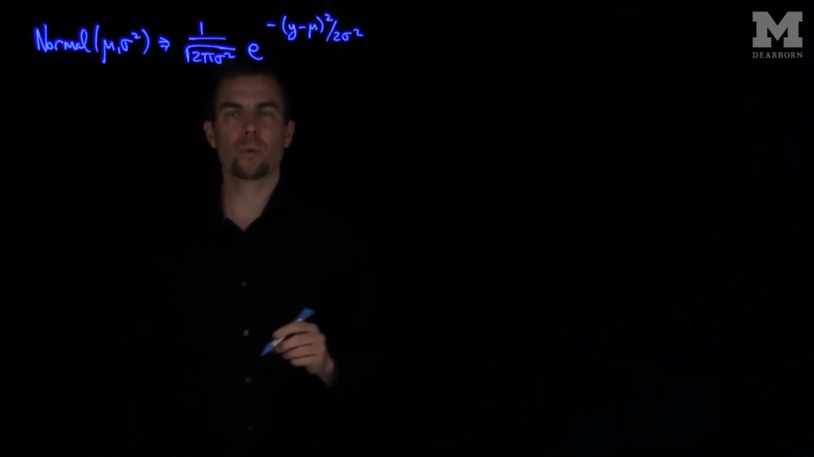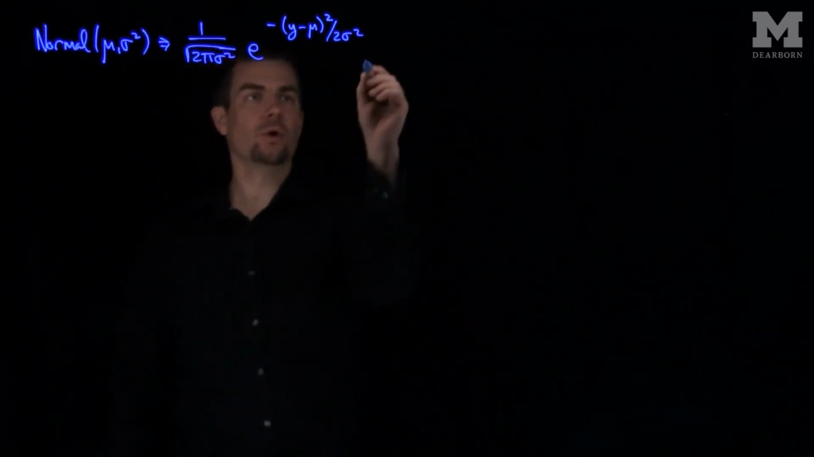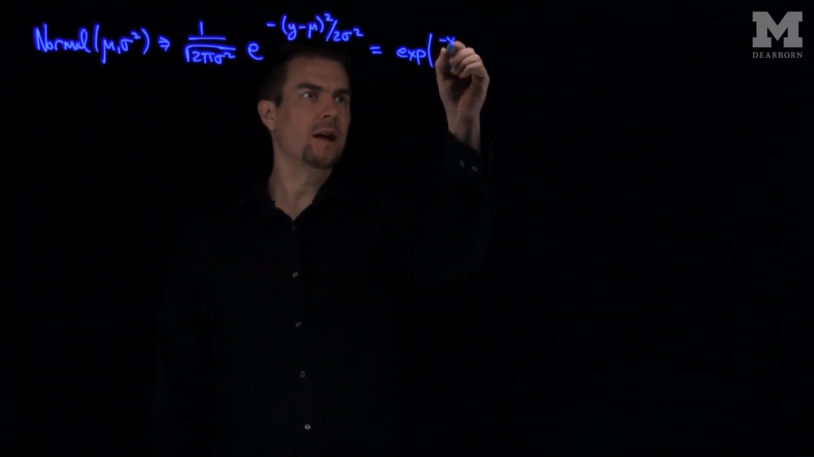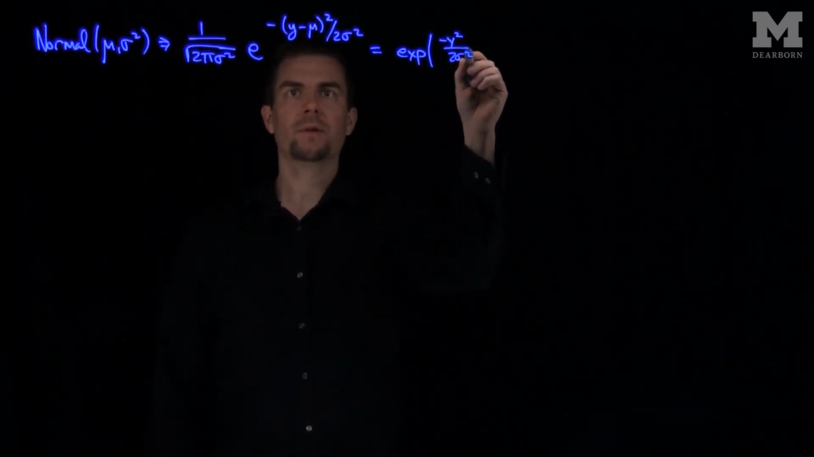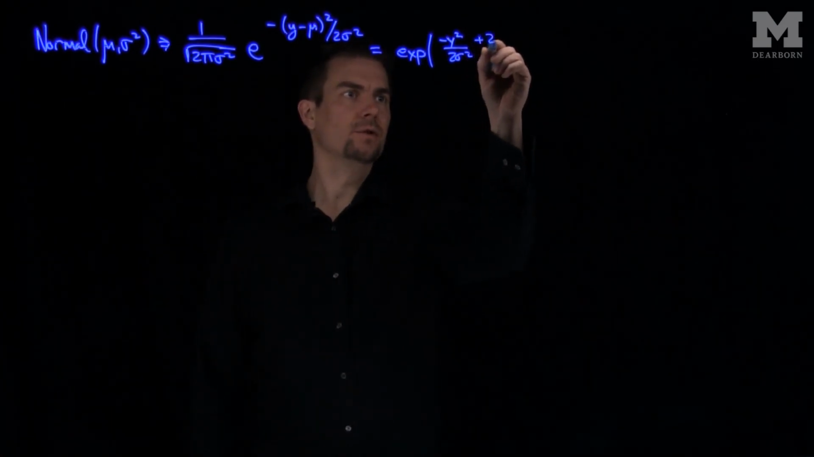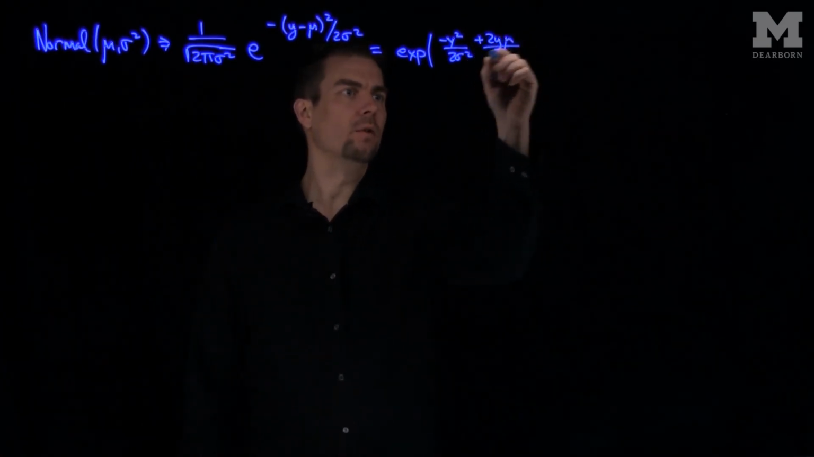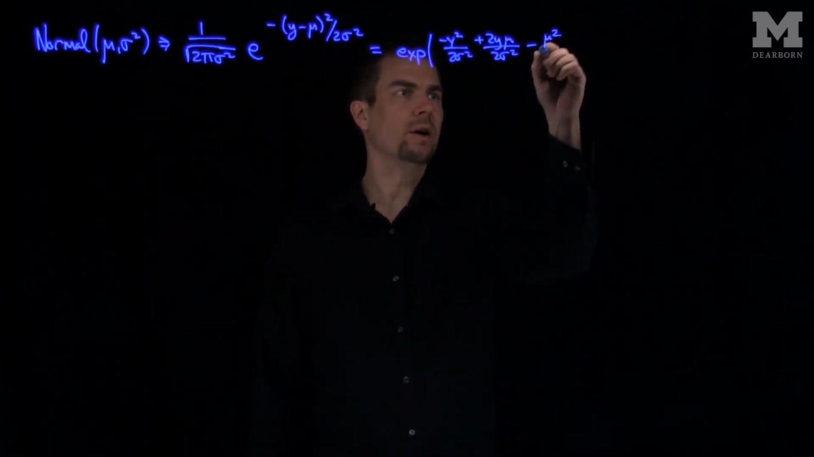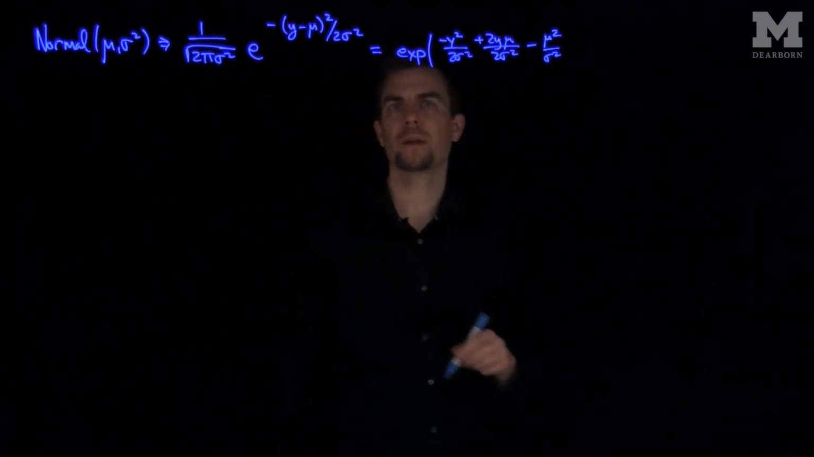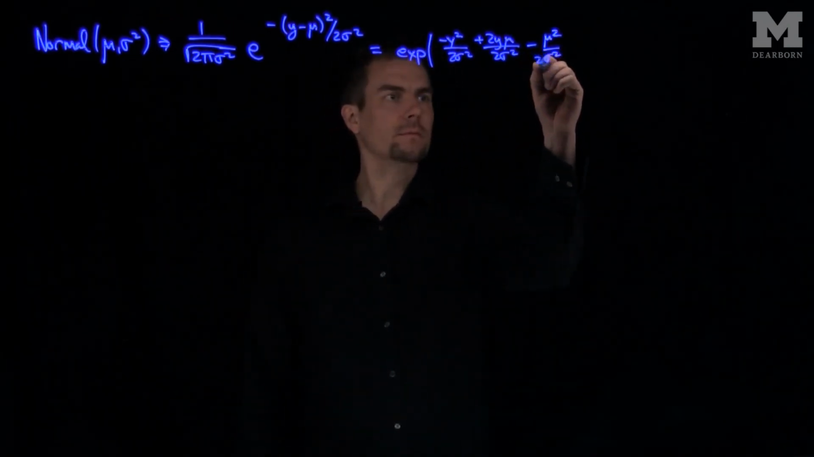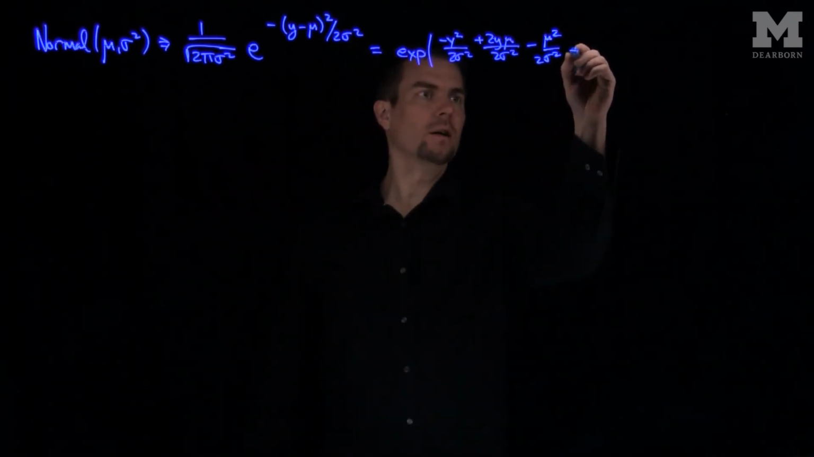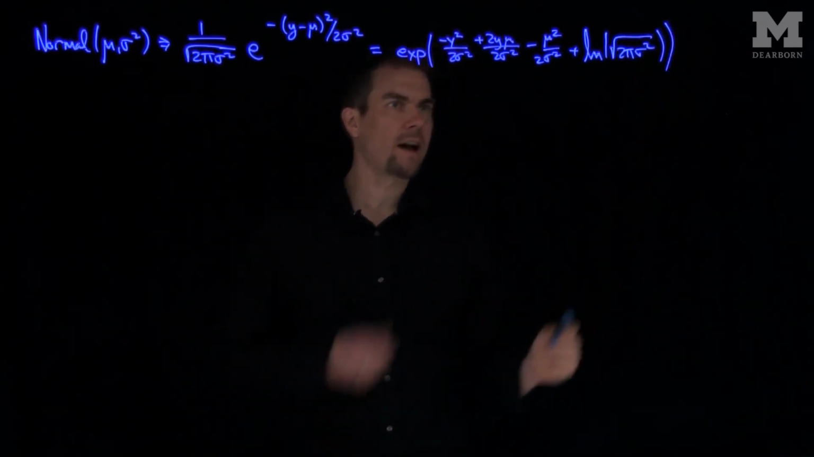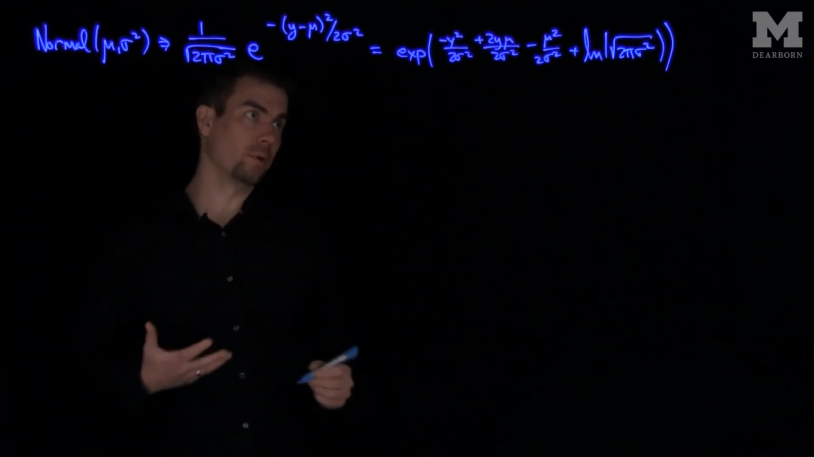And so what we'll do is we'll write this in terms of an exponential only. We'll write this as exponential of, let's expand this out. We'll have a negative y squared over 2 sigma squared. We'll have a positive 2y mu over 2 sigma squared. We'll have a negative mu squared over 2 sigma squared. And then we'll have a natural log of the square root of 2 pi sigma squared. So I put everything in the normal distribution into a single exponent.